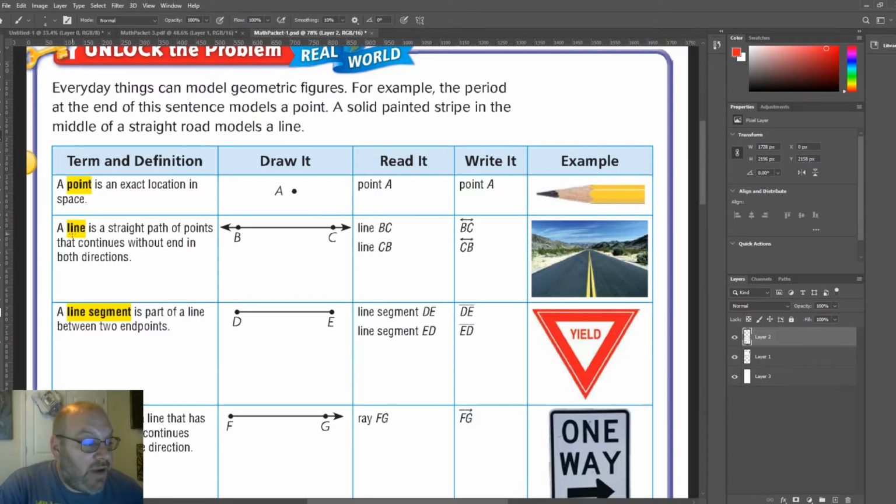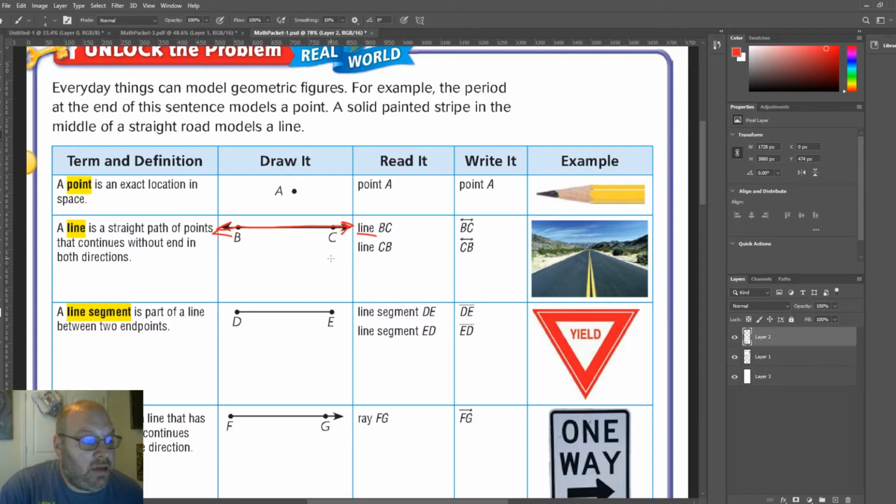Now, a line, you can read, a line is a straight path of points that continues without end in both directions. So a line goes all the way to the end of the world in one direction and goes all the way to the other end of the world in another direction. And it just keeps going and going and going. And we read it as line, this is line BC.